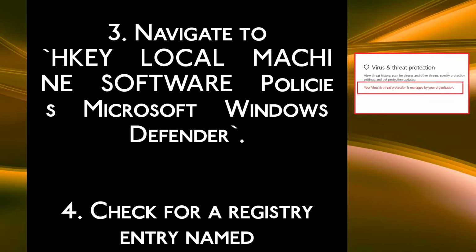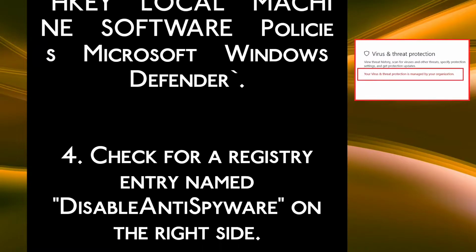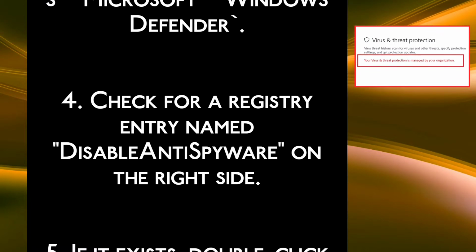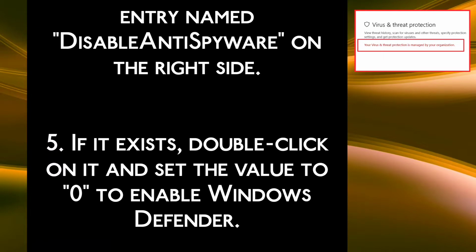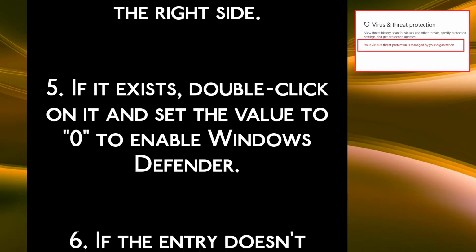Step 4. Check for a registry entry named DisableAntiSpyware on the right side. Step 5. If it exists, double-click on it and set the value to 0 to enable Windows Defender.